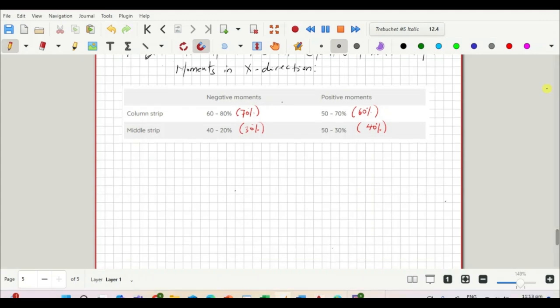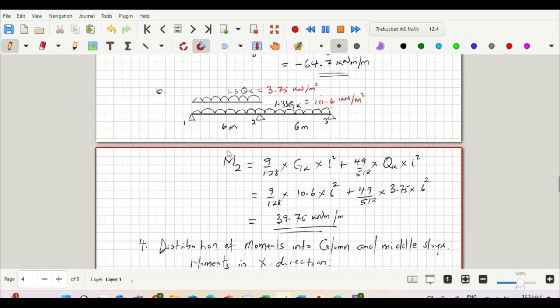First of all, we are going to consider the column strip, and that is the negative moment, and we'll be using 70% distribution. In order to compute the distributed moment, we are going to apply the yield line theory to compute the negative moment or the distributed moment within the column strip. So let us call that moment MCN, right? That would be equal to the negative moment we computed earlier on.